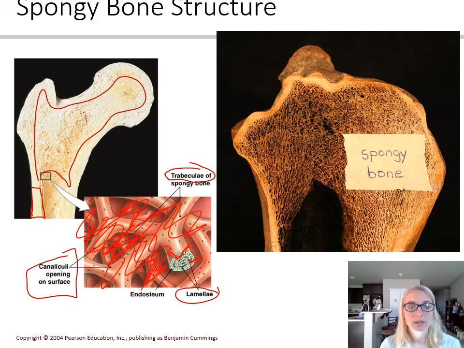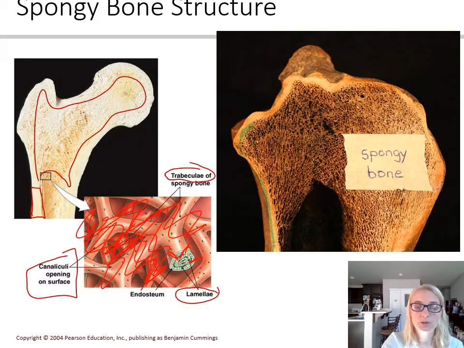Okay, so that is our spongy bone structure made up of trabeculae. It's got a few layers of lamellae within each of the trabeculae. There are no central canals, no perforating canals, because it's completely surrounded by the red bone marrow, the very vascular bone marrow.